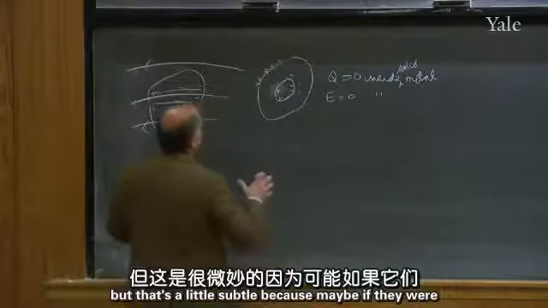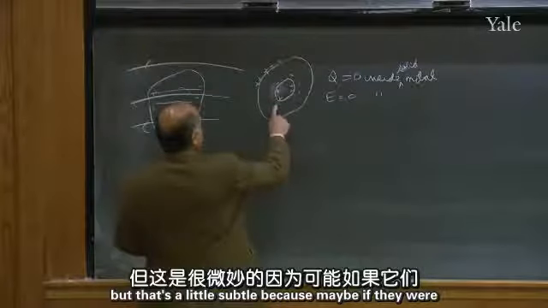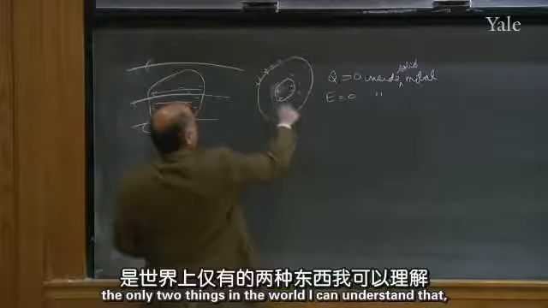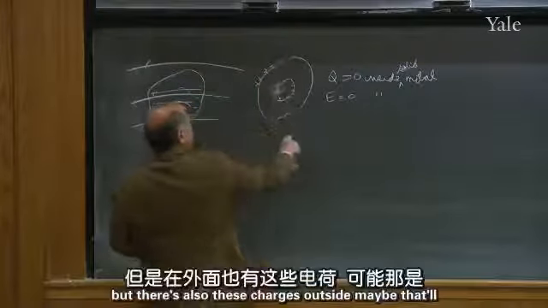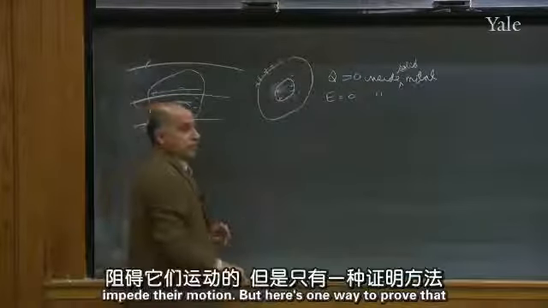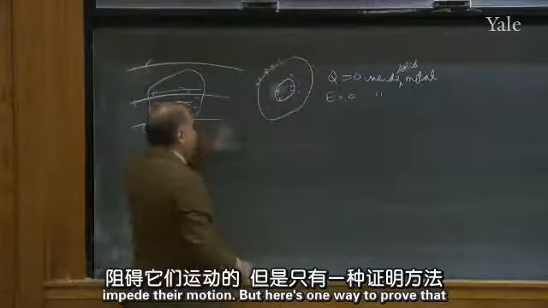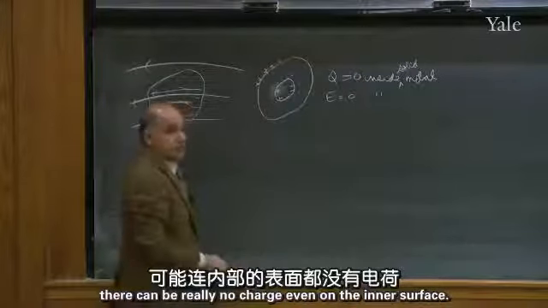But that's a little subtle, because maybe if they were the only two things in the world, I can understand that, but there's also these charges outside. Maybe they'll impede their motion. But here's one way to prove that there can be really no charge even on the inner surface.